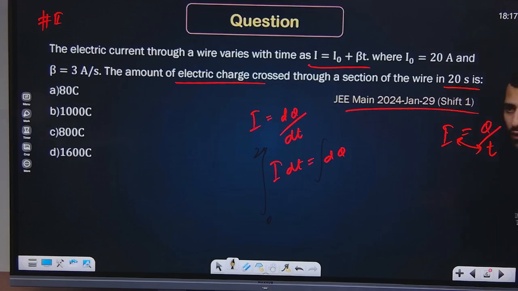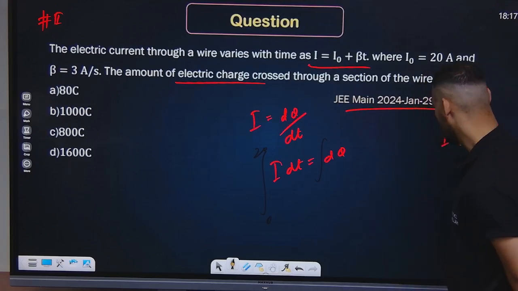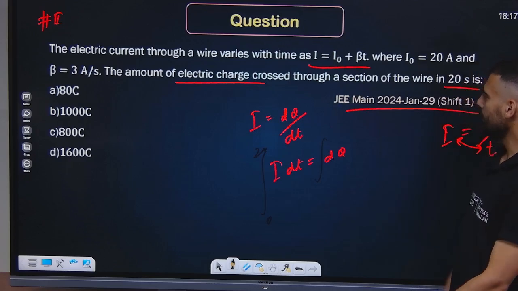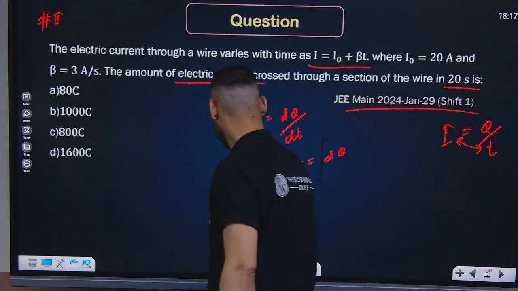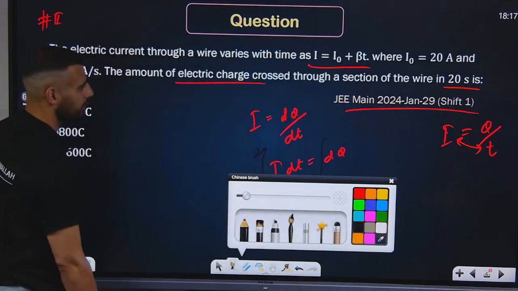Yes, anyone? 800? You just have to integrate it, man. Let's try to integrate it.